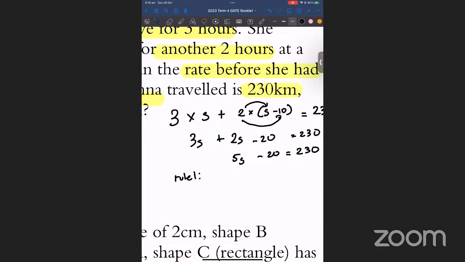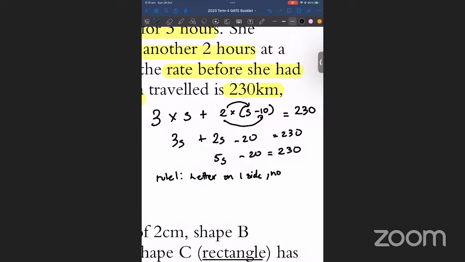This is just made up so you guys can learn it. You'll never see this in a textbook, but it's a very, very good way of learning algebra. Rule number 1 is letters on one side, numbers on the other side. That's rule number 1.